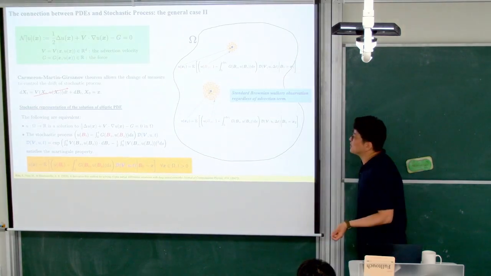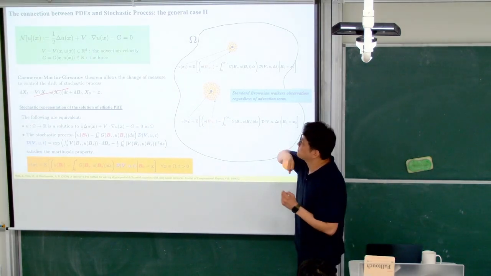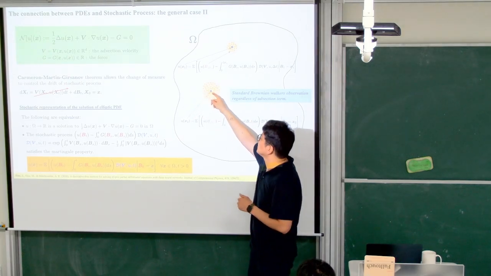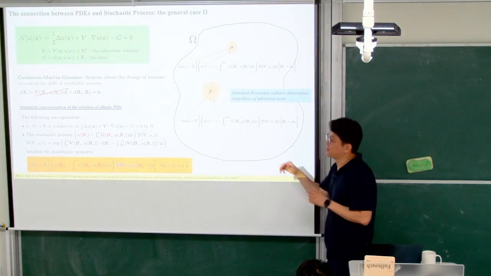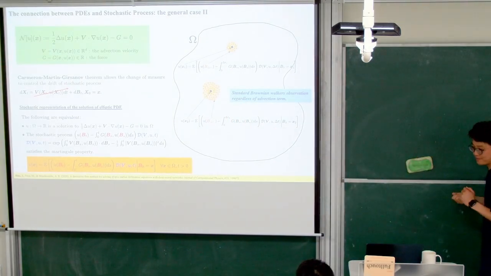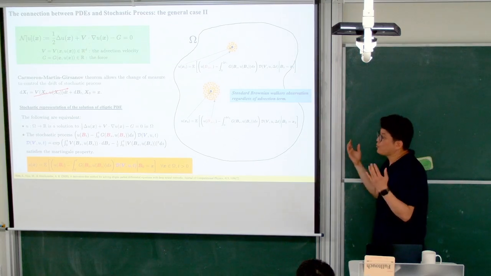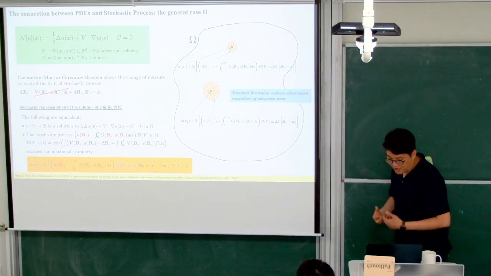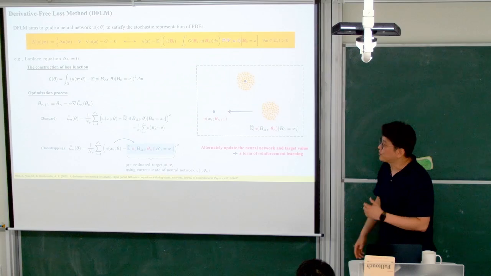So the main idea is that we can represent the solution using some standard Brownian motion. That is the core idea of that formula. So now we have a stochastic representation of the solution. Now we solve it numerically.